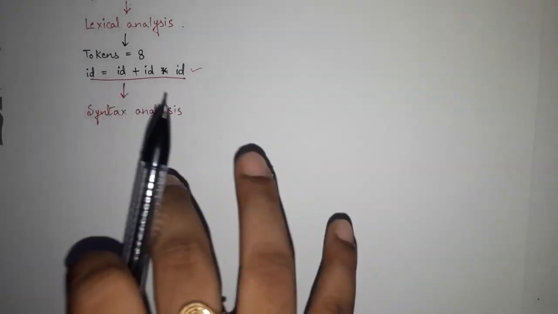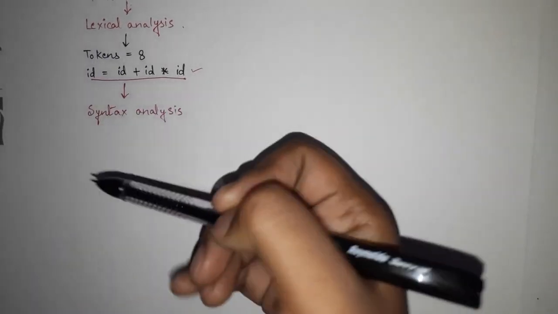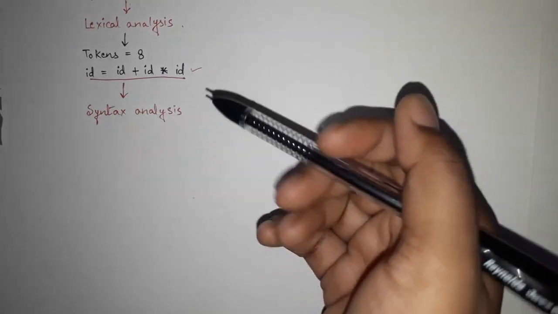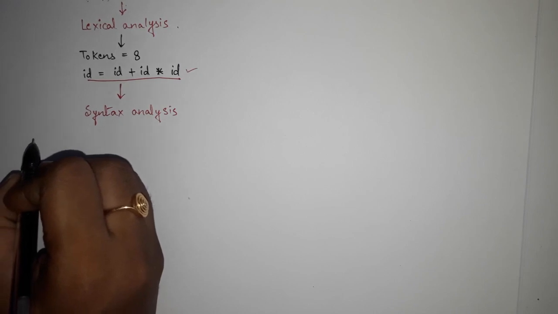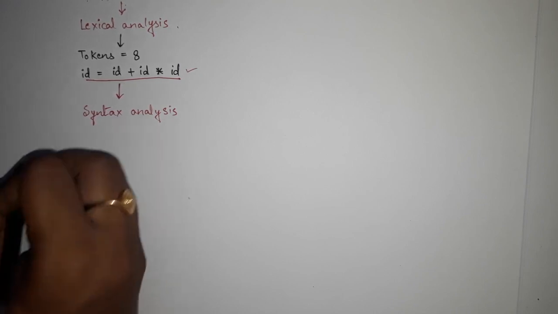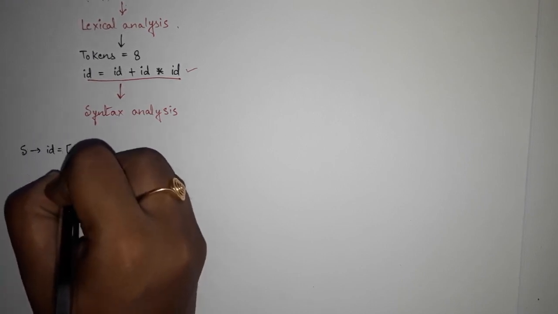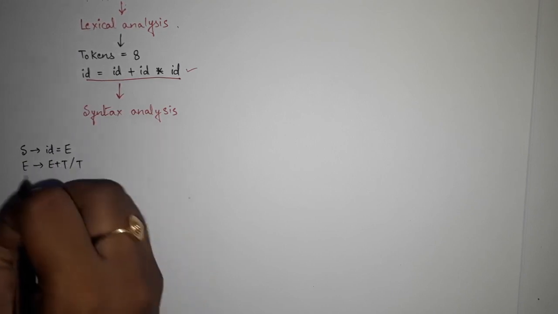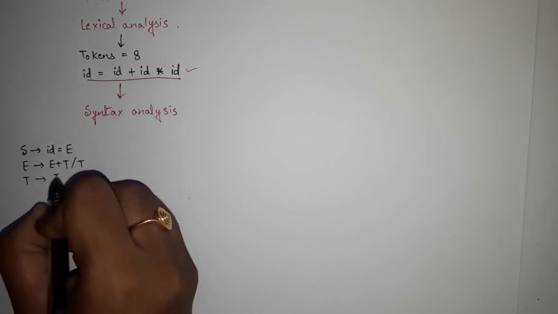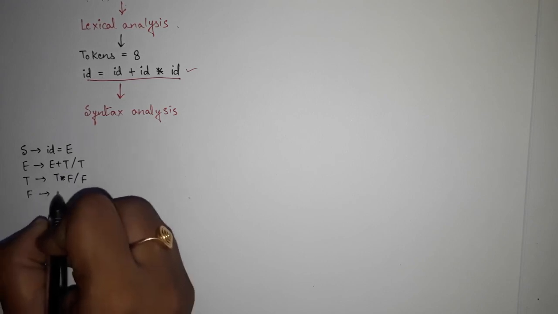For the generation of a parse tree, normally we are given a grammar, and as per that grammar the parse tree is constructed. So in this example, let us assume the given grammar is this. Let the grammar be: S gives id = E, E gives E + T or T, T gives T * F or F, and F gives id.